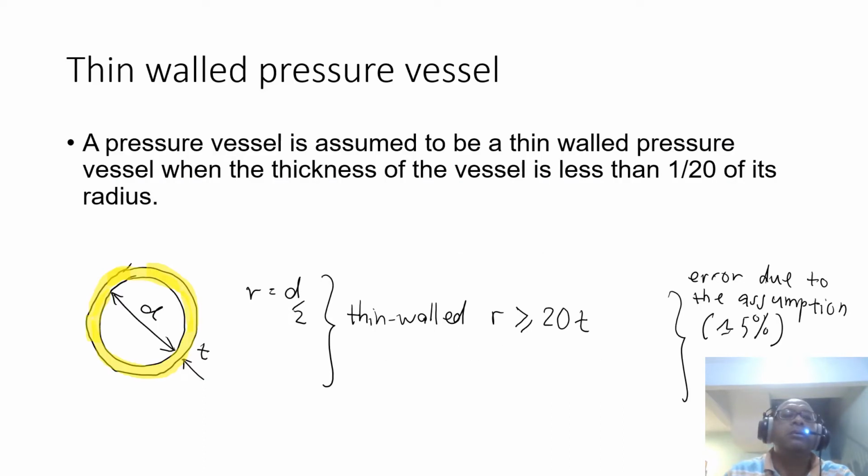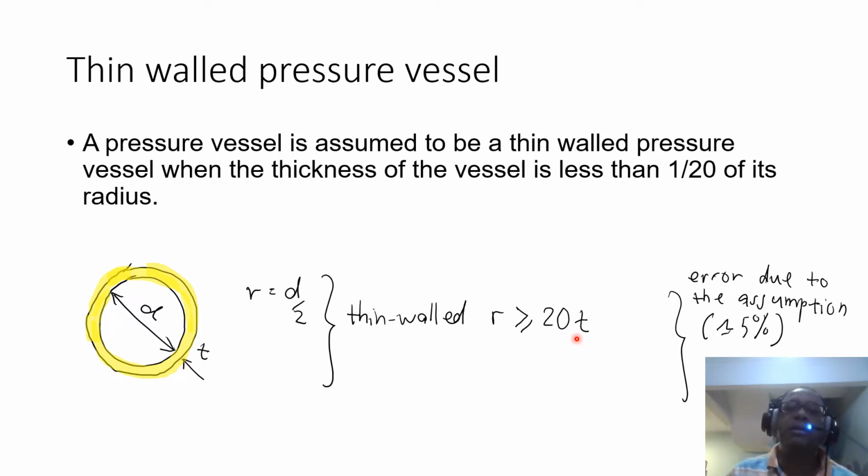So what is a thin wall pressure vessel? A pressure vessel is assumed to be a thin wall pressure vessel when the thickness of the vessel is less than 1/20th of its radius. For example, if you have a pressure vessel like a pipe, and you've got the thickness and the diameter d, so r is equal to d over 2, and if the radius is larger than 20 times the wall thickness, then we can call it a thin wall pressure vessel.